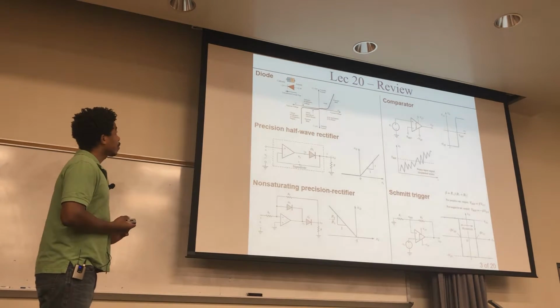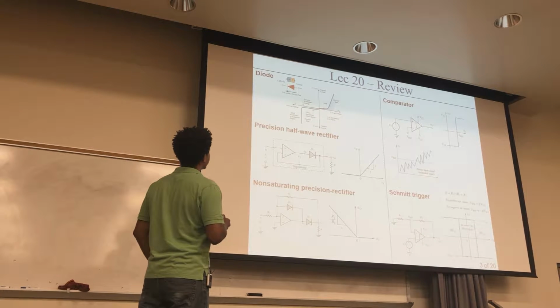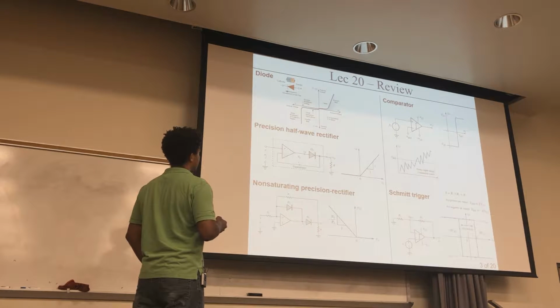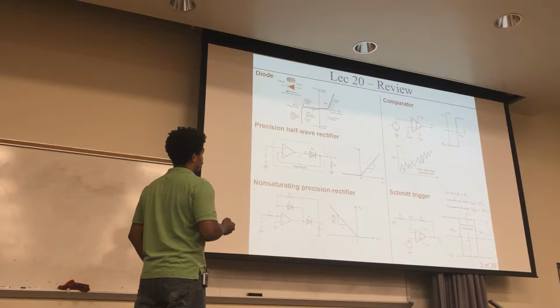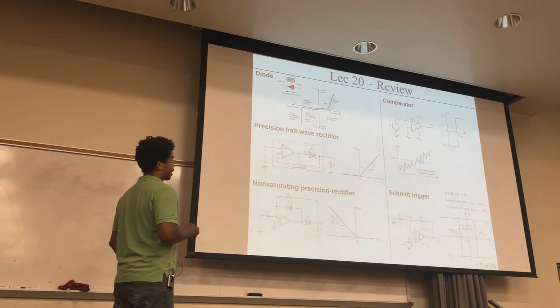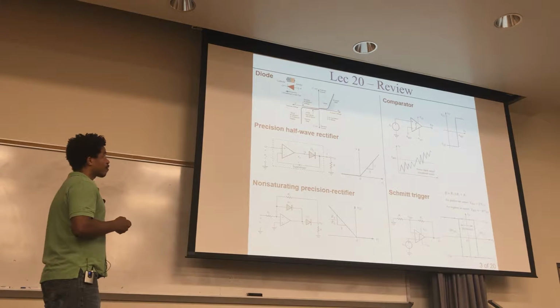For lecture 20, right before break, we reviewed the diode right here. And then we looked at this precision half-wave rectifier, which is a whole lot better than this diode right here. So you want the behavior of a diode, but you want to improve it, so you couple it with this op amp right here. And so you have a much better behavior. But the problem is that you have this saturation effect, where when the difference here is negative, it takes a while for the circuit to recover from that.